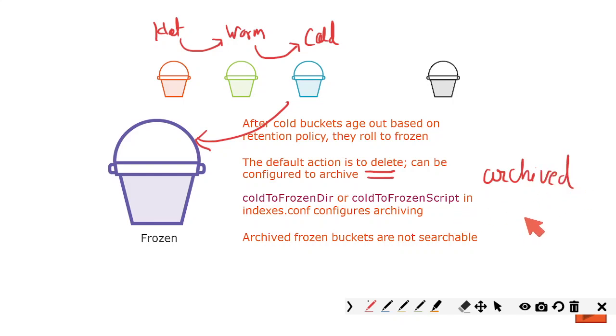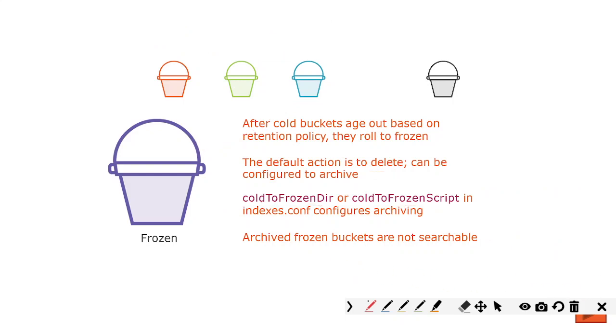That is something to be noted and considered. To archive that data, we will be using some parameters. The first parameter we can use is cold to frozen directory. The second is cold to frozen script. So we can archive that data and store it, for example, in S3 buckets as well. All that archived data we can also store in S3 buckets.